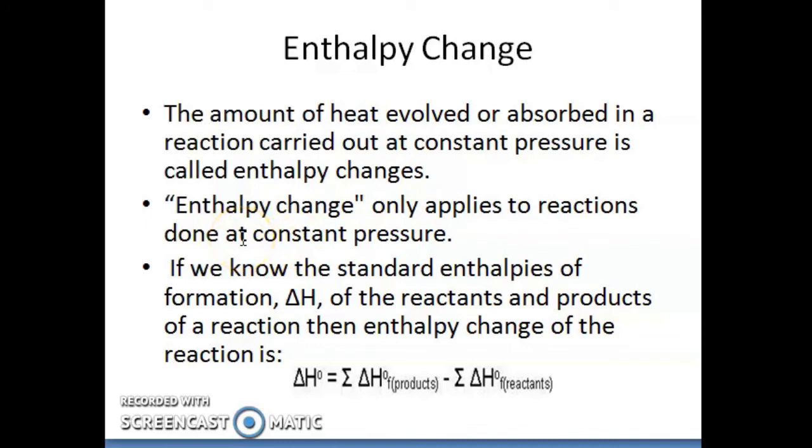Suppose we know the standard enthalpy of formation of the reactant and the product, then we could calculate the enthalpy change of the reaction as delta H of the product minus delta H of the reactant. Hence, enthalpy change could be calculated with a simple formula: it is the difference of the enthalpy value of the product and the reactant.